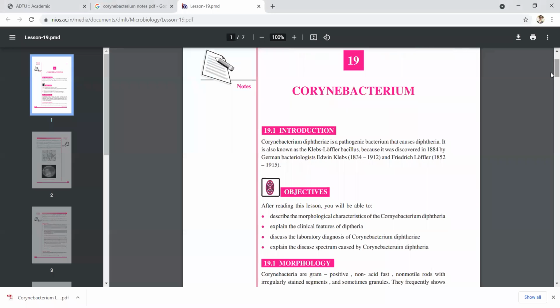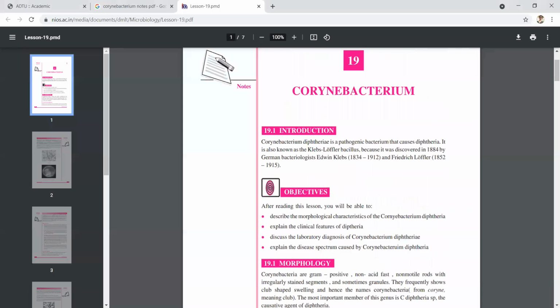The bacteria that we are going to study today is Corynebacterium. In this genus Corynebacterium, a very important species that we need to study is Corynebacterium diphtheriae. Corynebacterium diphtheriae is a pathogenic bacterium that causes the disease diphtheria.